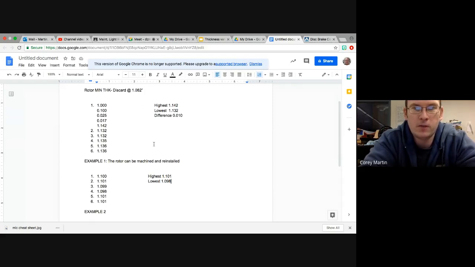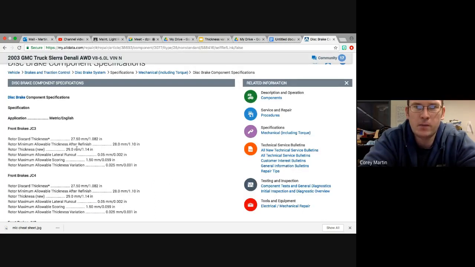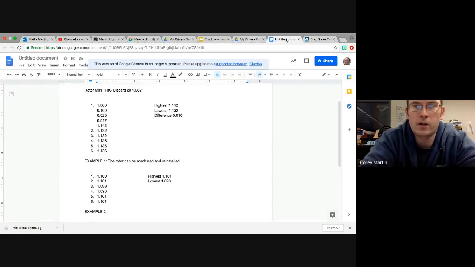So what we have to be careful of is, if we look back over here at all data, it tells us that our minimum allowable thickness after refinish is 1.10. So if we look at our first example, we're not going to be below that number if we remove 12 thousandths of an inch, because if you subtract 12 from 32, you're still above that 1.10. But here, we're riding right on the line. 1.10 is really about as thin as you want to be, so that you're still above that discard dimension.